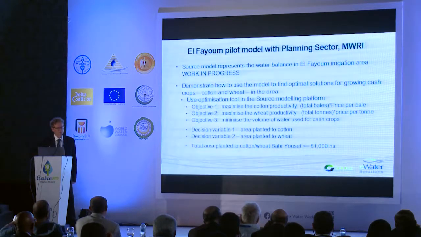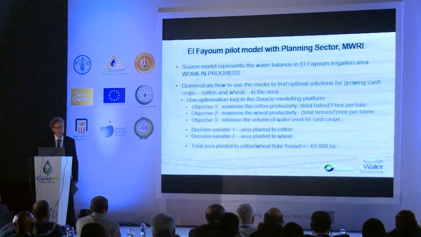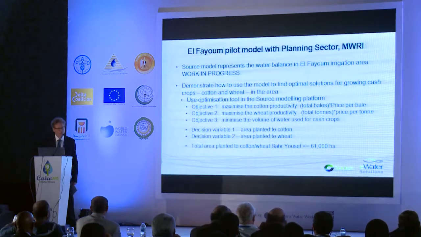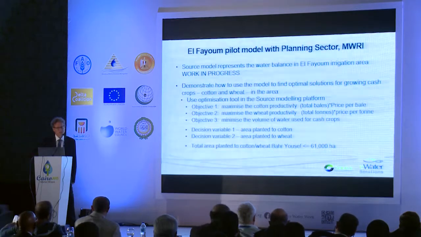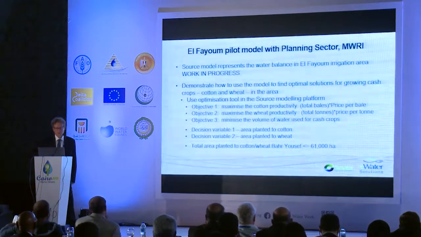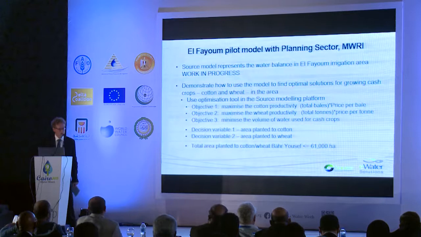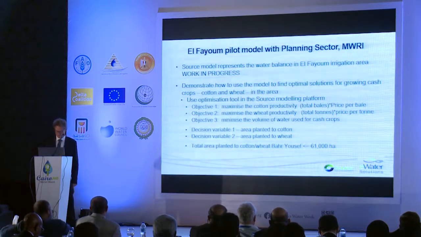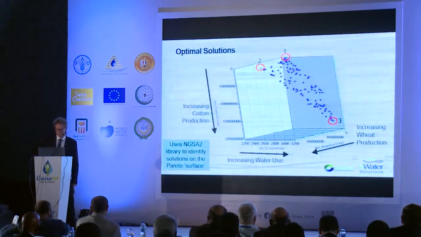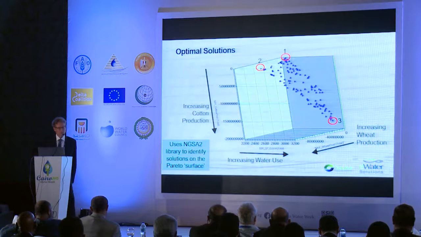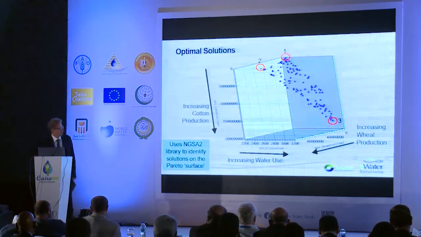And our decision variables in this case are the area planted to cotton and the area planted to wheat, and we have a constraint that we don't want to increase our cropped area by more than 61,000 hectares in addition to the subsistence crops that are already grown. So I'm running out of time, but I'll move straight to the picture of the results here.